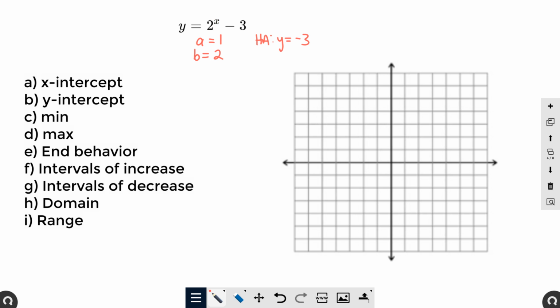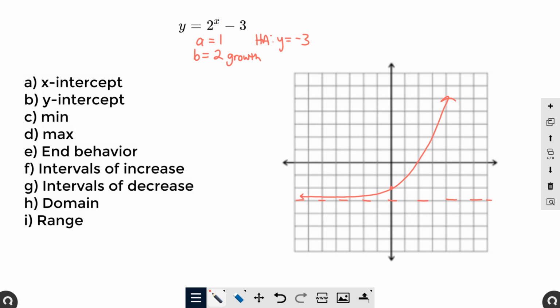So when you make your graph, you start with HA and put a dotted line. So we're going to put a dotted line at -3. Then A is how far above that dotted line we make our y-intercept. So is our y-intercept up here at 1? It's here at -2 because it's 1 up from the dotted line. Now B is telling us that we have a growth. So we're going to start close to our dotted line, go through the y-intercept, and keep going.